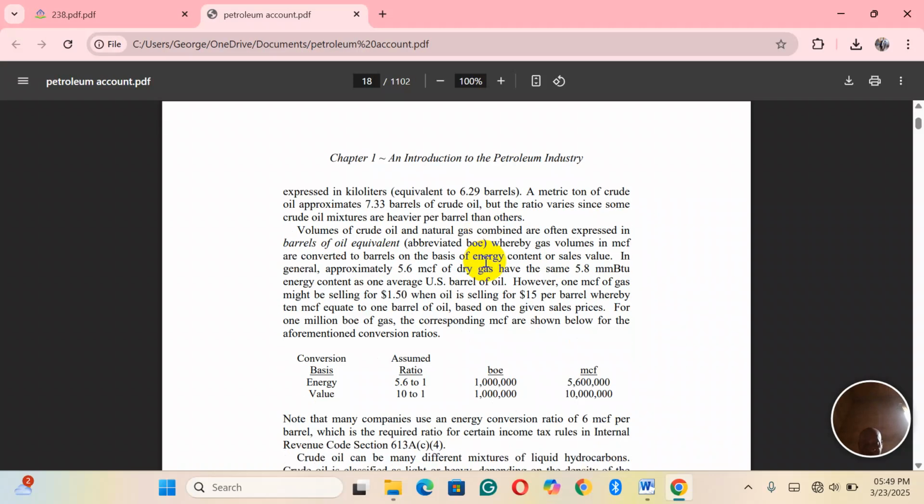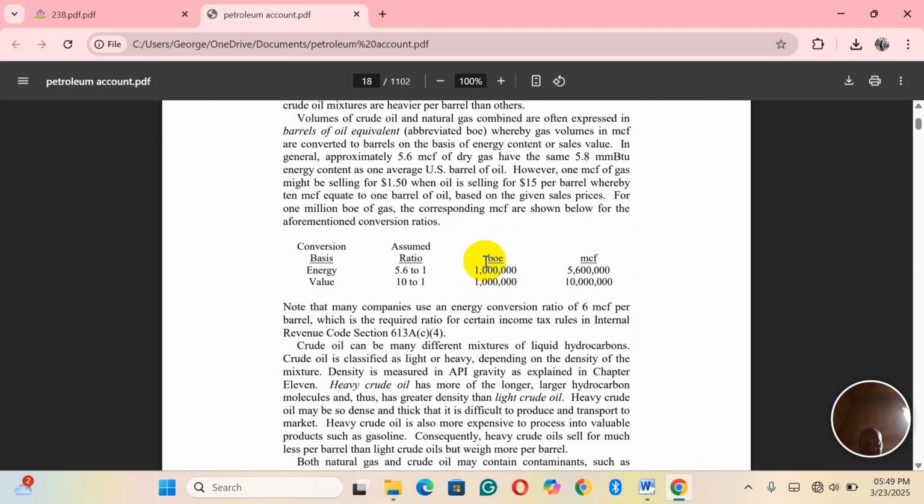So we have the conversion, we have the basics, we have the energy ratio, and we have the barrels and the MCF. So we have the energy ratio 5.6 to 1. Then we have the barrels, that's 1 million barrels. So we have also the MCF, 5.6 million. Then the sales value ratio 10 to 1, then 1 million, then 10 million.